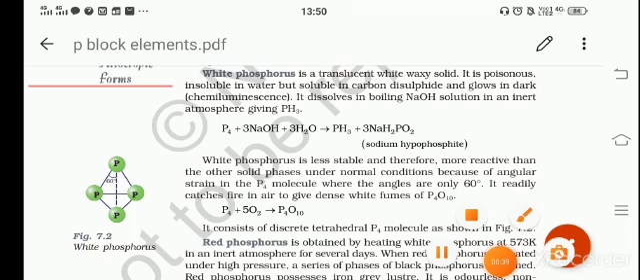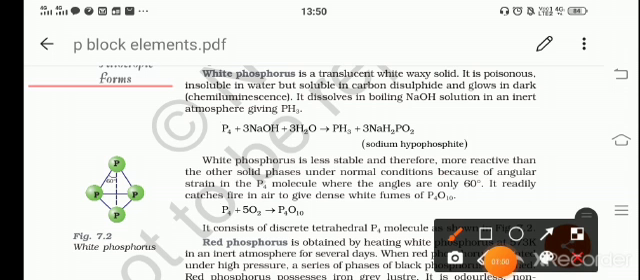White phosphorus is less stable, that is why it is more reactive than other forms. Under normal conditions, its structure has bond angles of 60 degrees. It readily catches fire and forms dense fumes of phosphorus oxide. So here we can say it is more reactive than other forms.